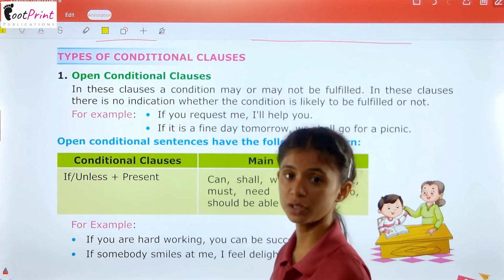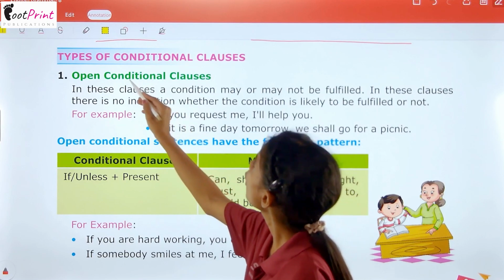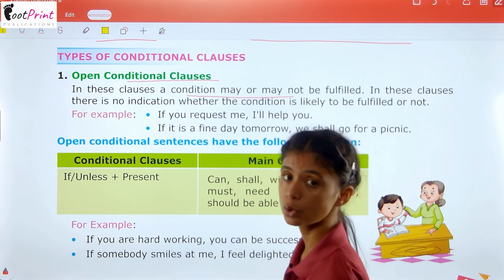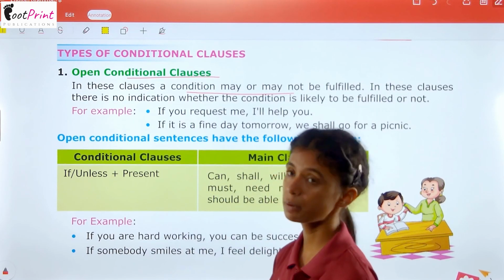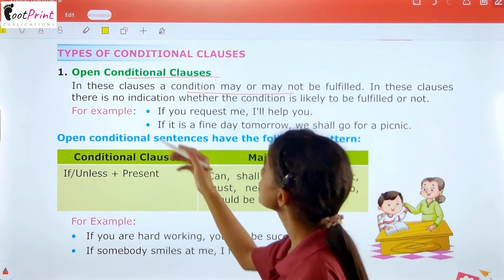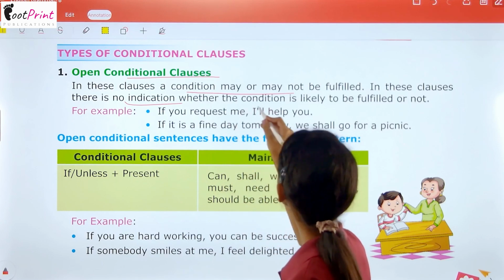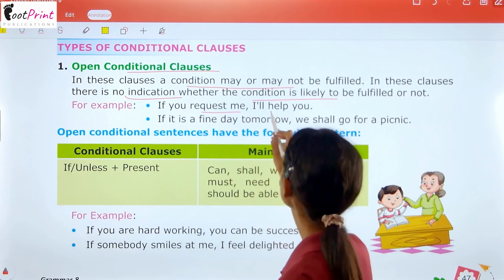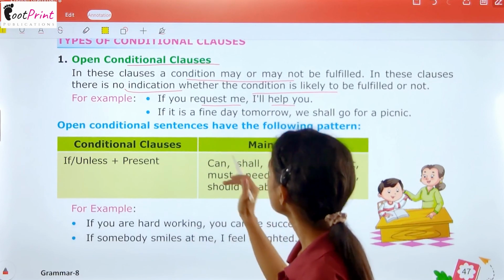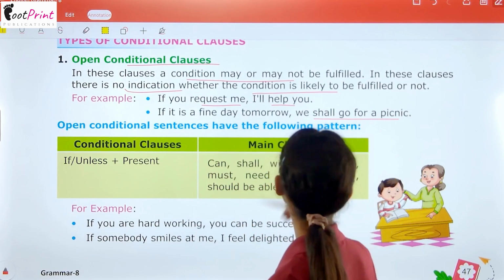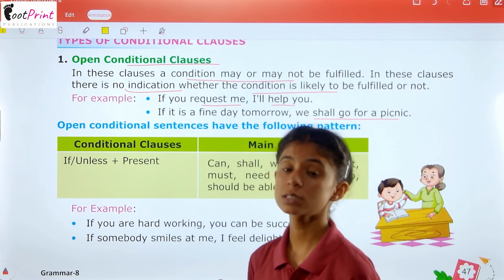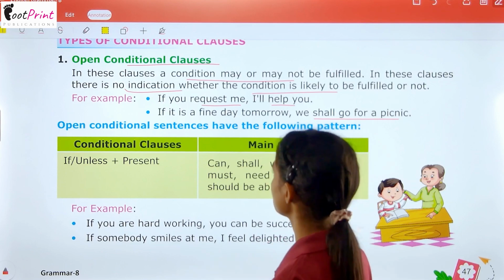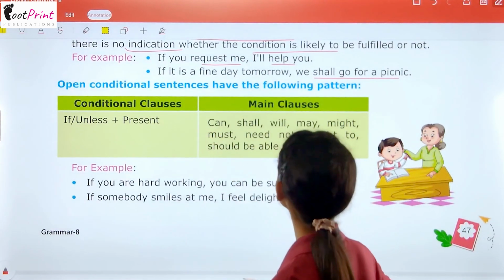Now let's see the types of conditional clauses. First is the open conditional clause. In these clauses, a condition may or may not be fulfilled, just like we saw in the above example. There is no indication whether the condition is likely to be fulfilled or not. For example, if you request me, I'll help you. If it is a fine day tomorrow, we shall go for a picnic. So it is not certain that they shall go for a picnic, but if it is fine weather, we shall go. Open conditional sentences have the following pattern.